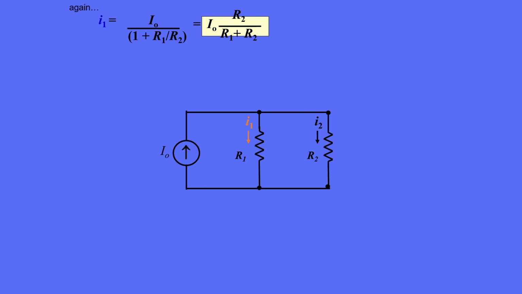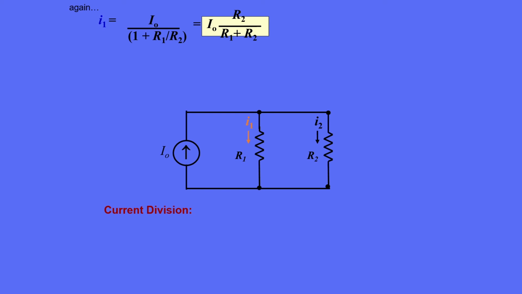Let's just multiply the numerator and the denominator by R2. What we get is the expression in the yellow box. The current I1 is equal to I0 times the ratio of R2 to the sum of R1 plus R2. We call this equation the current division formula.